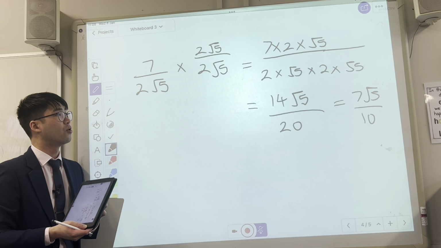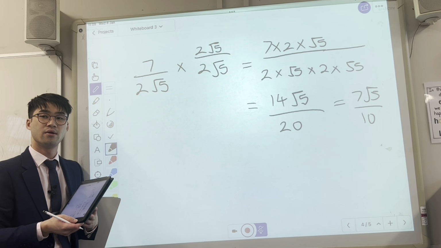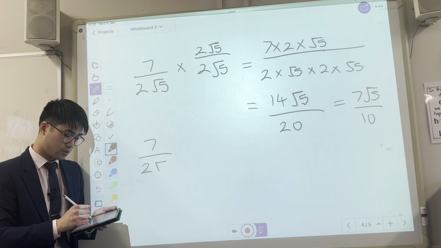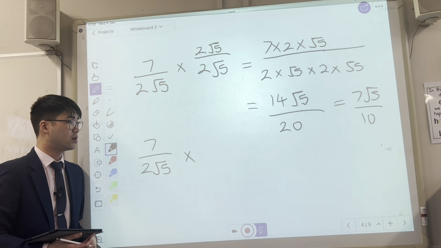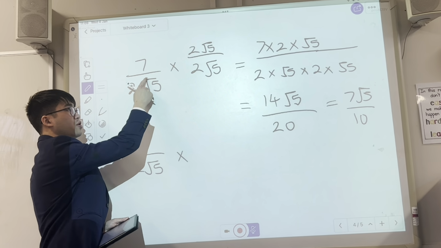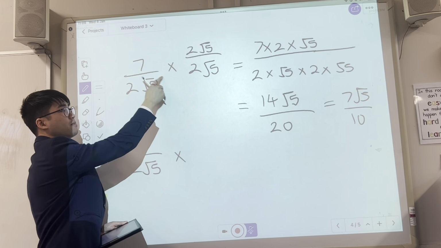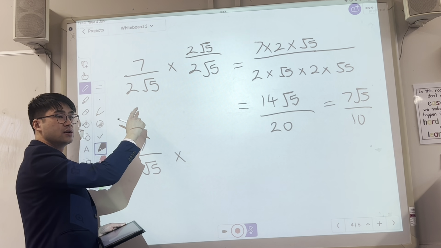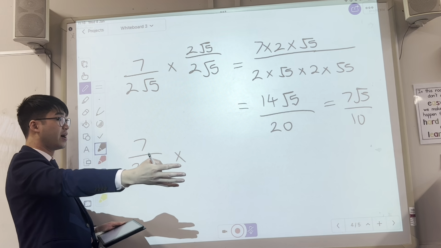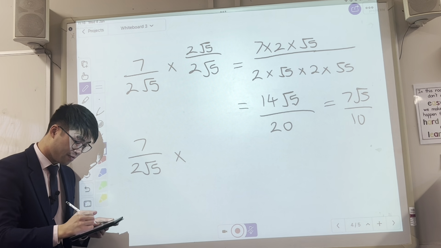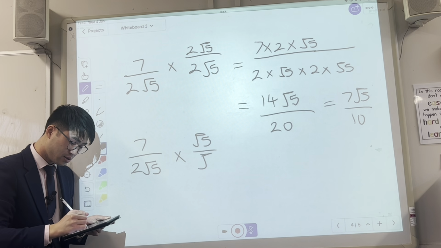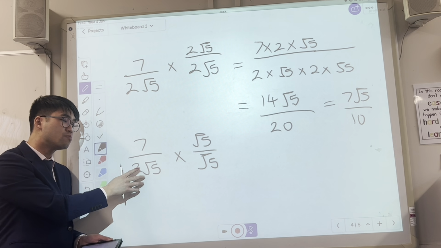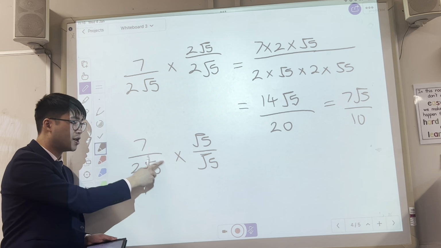Now, does anyone know a shorter or more efficient way of doing this question? So 7 over 2 root 5. What we can do is we just want to get rid of this irrational number here, this root 5. I just want to get rid of that. This 2, I'm not really too bothered about. It's the root 5 that I'm bothered about. So I presume you're going to say times by root 5, so times root 5 over root 5. This will allow me to get rid of my root 5 here into something that is rational.